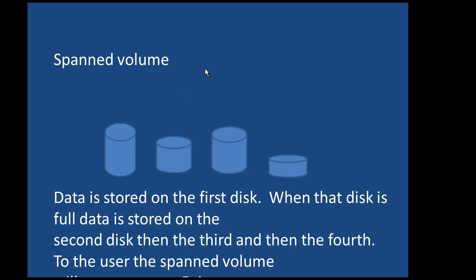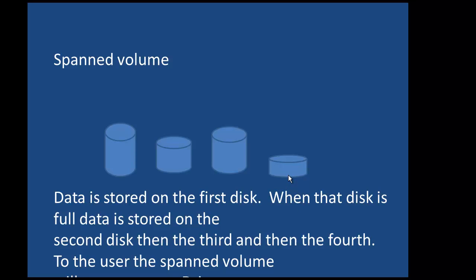Let's see how data works with the spanned volume. With the span volume, you have your data being stored on the first disk. When that disk is full, then data is going to be stored on the second disk. When the second disk is full, then data is going to be written to the third disk. When the third disk is full, data is going to be written to the fourth disk.